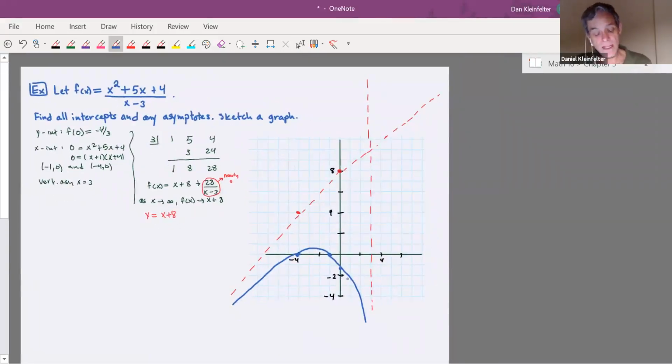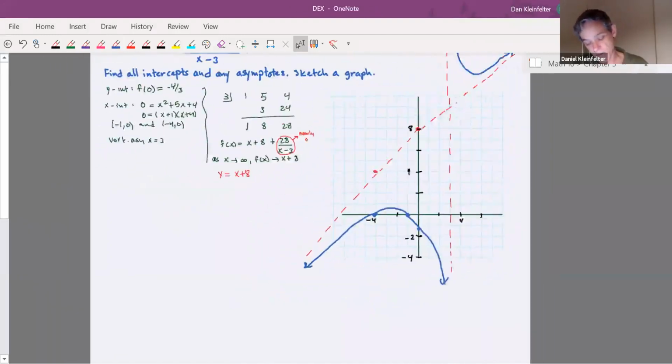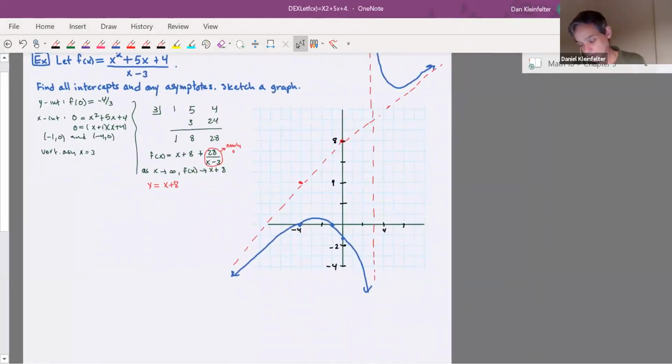The zero of the denominator here at 3, the vertical asymptote, had odd multiplicity. So we know the other half of the graph is going to have to be pointing upwards towards positive infinity. And see, the other branch is going to look something like that. So this is our graph. So we found all the intercepts, and then we sketched the graph as well. Okay.